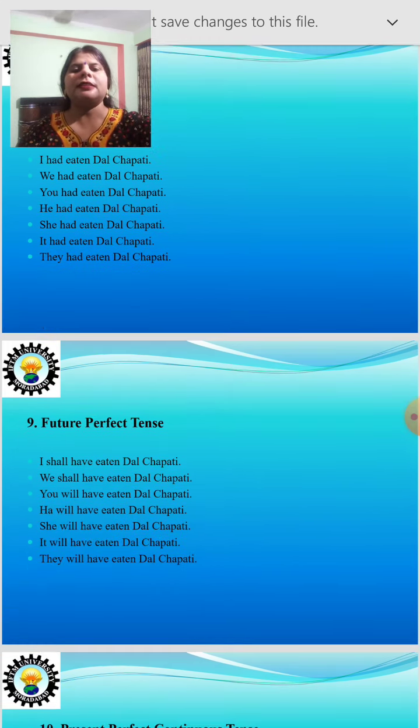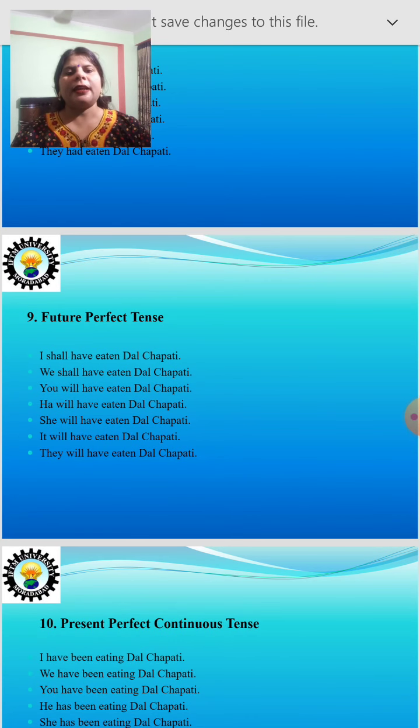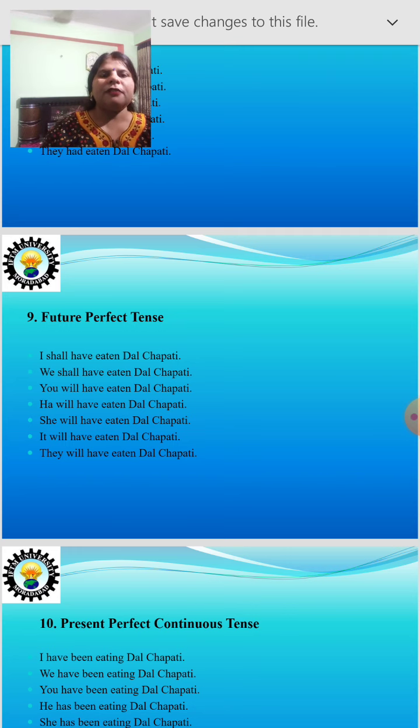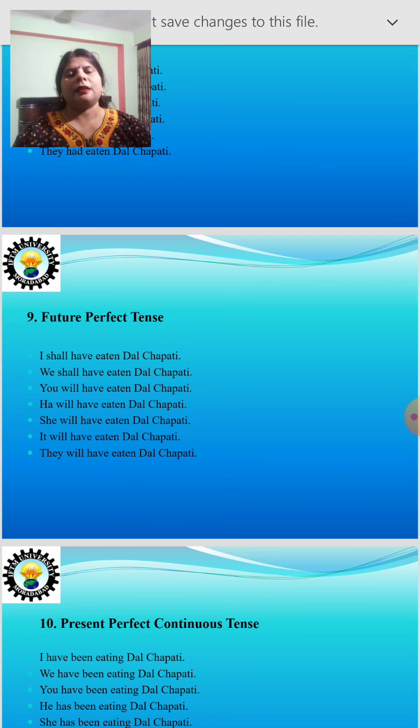In future perfect tense, we use shall have or will have plus third form of the verb. I shall have eaten dal chapati. She will have eaten dal chapati. Means shall have or will have plus third form of the verb. In future perfect tense we use it.